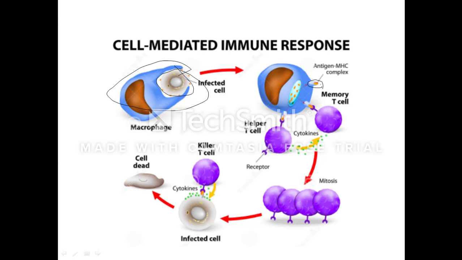If the cells display the antigen with the MHC2, then it is recognized by T helper cell, and they start secreting the cytokines. At the same time, if the antigen presenting cell displays MHC1 molecule along with the antigen, then that will activate the memory T cells or cytotoxic T lymphocyte, and these are also activated by the TH cells.